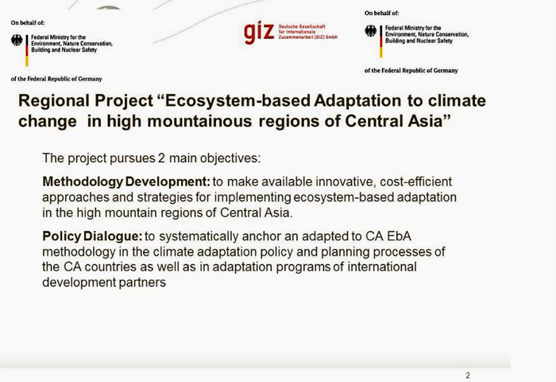And at the same time, this experience we will get from the ground will then be used to inform the policy level in the three Central Asian countries, including Kazakhstan, to basically support the systematic anchoring of EBA into national climate adaptation policies and into planning processes of the Central Asian countries, but also to support those three countries with regard to fulfilling their international obligations under the environmental conventions, and also to support their positions for international climate negotiations.